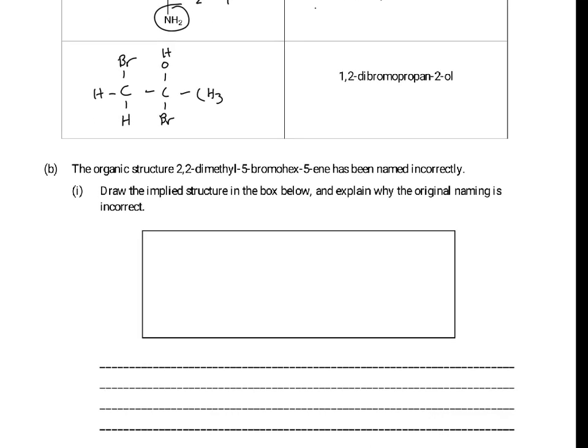Alright, the organic structure has been named incorrectly. Draw the implied structure in the box and explain why it is incorrect. So if you draw it out, hex is 6 carbons, 1, 2, 3, 4, 5, 6. 5 then tells you there's a double bond on the 5th. So you've got 1, 2, 3, 4, 5. So your double bond is on the 5th carbon. 5-bromo tells you there's a bromine on the 5th, so it's on the same place. And 2,2-dimethyl tells you there's methyl groups on the 2nd carbon. And the last step is to go through and add all your H's.